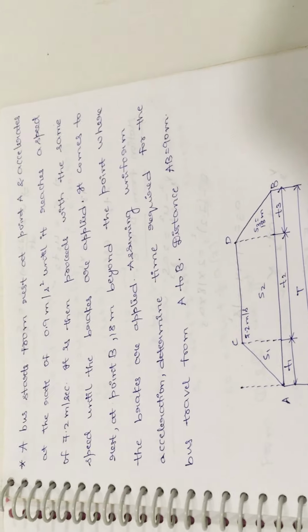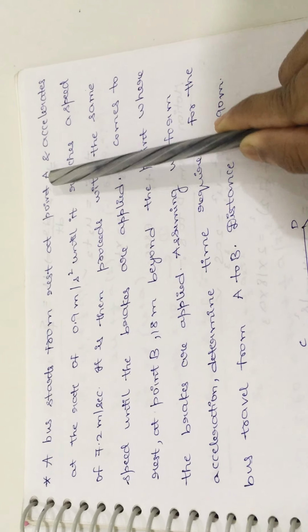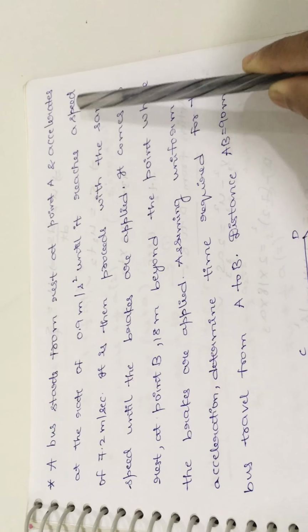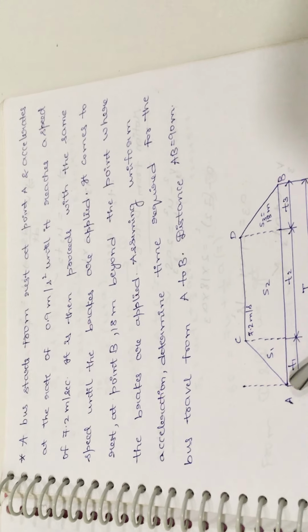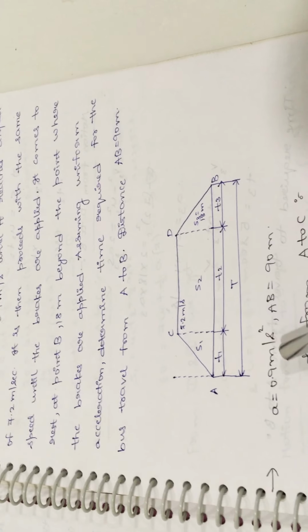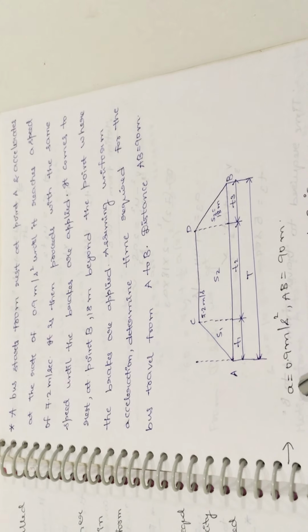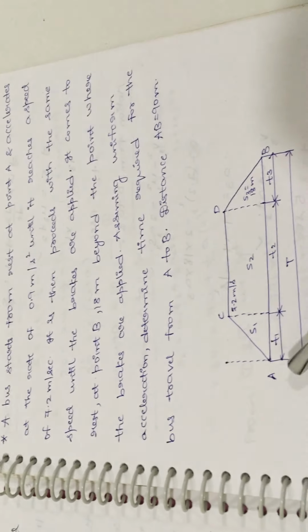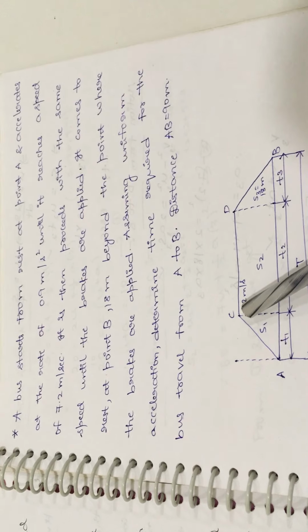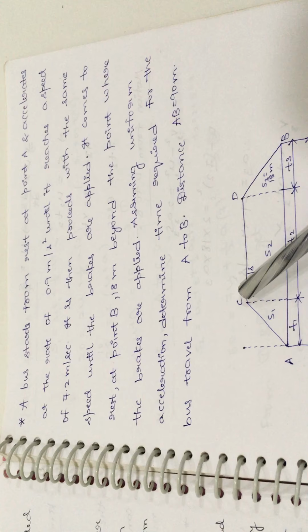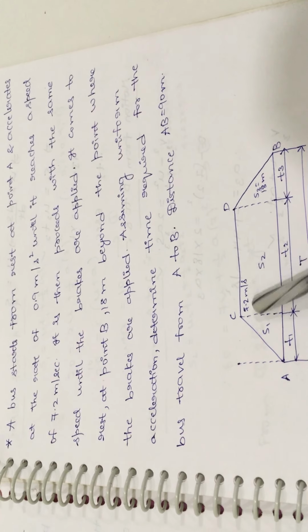So here a bus starts from rest at point A and accelerates at the rate of 0.9 meter per second square until it reaches a speed of 7.2 meter per second. So here a bus is starting from rest position at the A point and it is accelerating at a rate of 0.9 meter per second square. That is nothing but the acceleration value is given as 0.9 meter per second square, and it reaches a speed of 7.2 meter per second. So up to C point it is reaching with a speed of 7.2 meter per second.